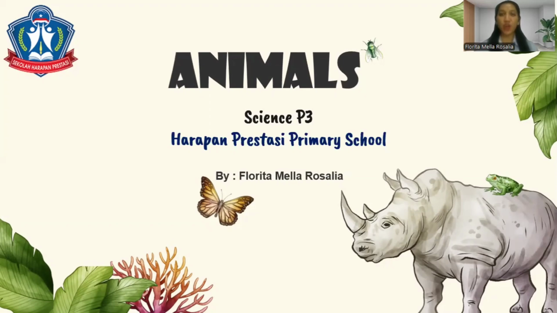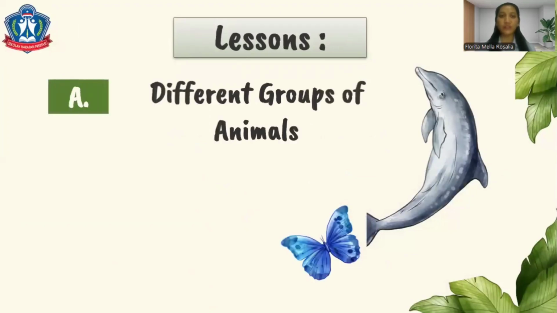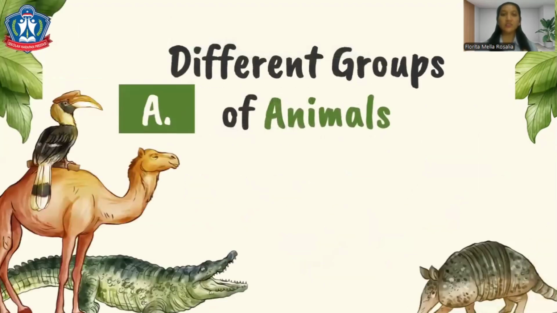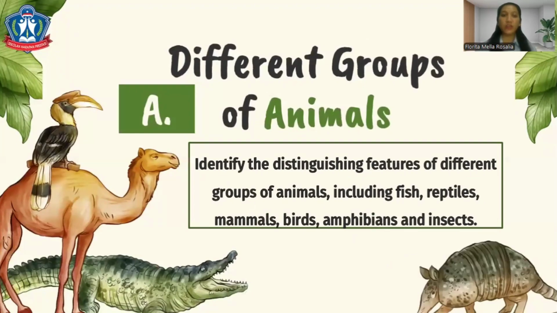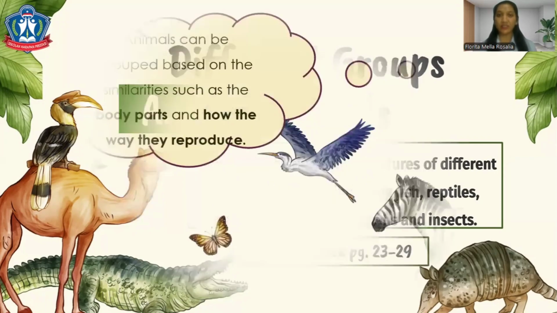Today we're going to continue our discussion in Chapter 2 about animals. Are you ready everyone? Let's start. In this chapter, we are going to have two lessons. The first one, different groups of animals, and the second, life cycles. Let's start the first one, different groups of animals. In this topic, we're going to identify the distinguishing features of different groups of animals, including fish, reptiles, mammals, birds, amphibians, and insects. You can open the student's book, page 23 until 29.